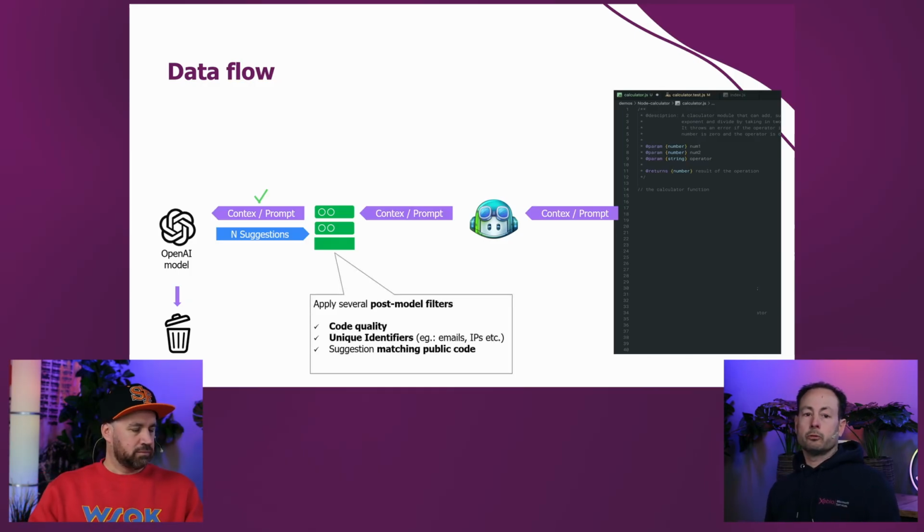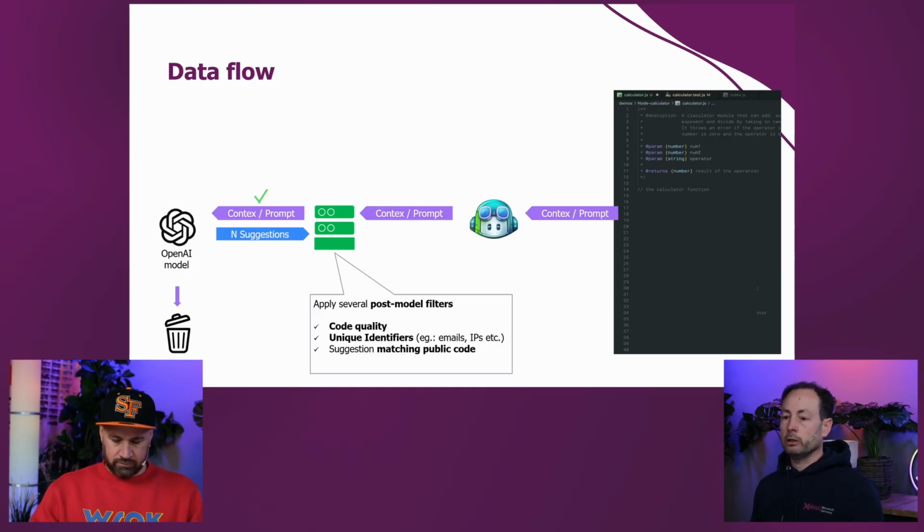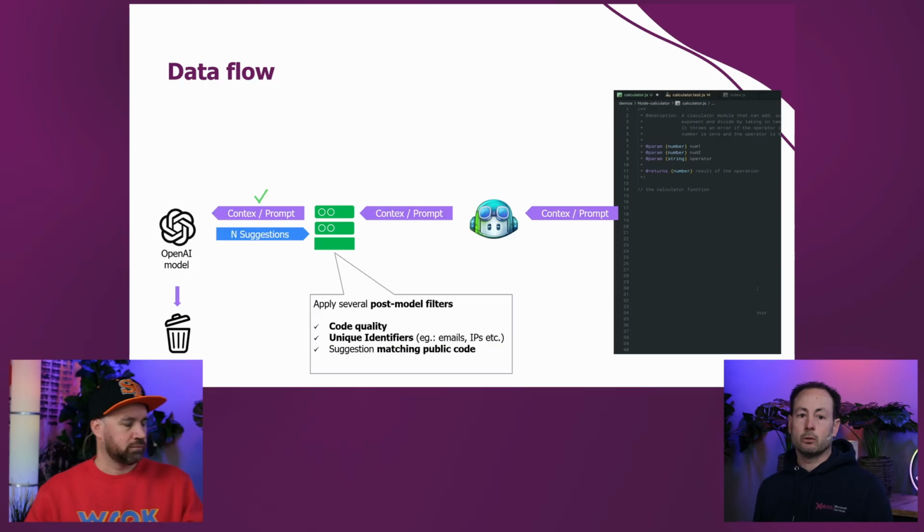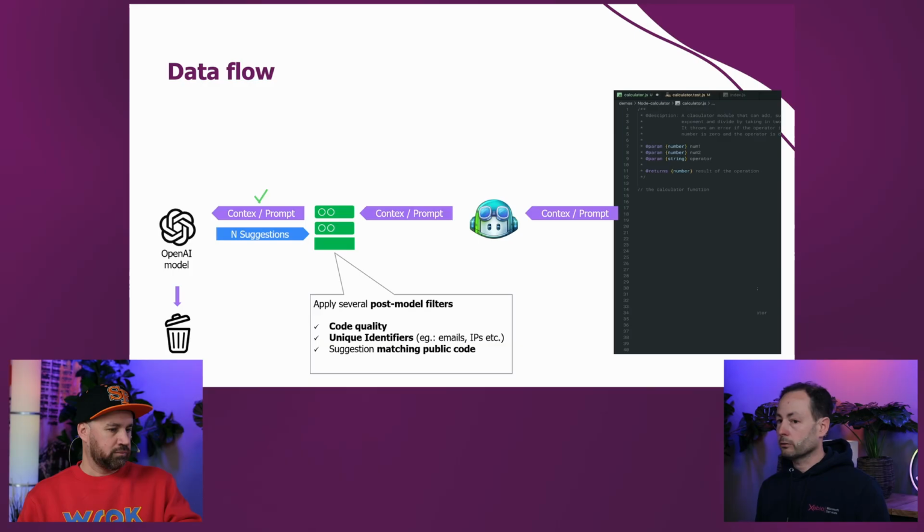And then the model comes back with suggestions, and they again go through the proxy. And in that proxy, they are verified for code quality. So are there any SQL injection vulnerabilities in, or maybe cross-site scripting risks? Then it will check for unique identifiers like addresses, email addresses, IP addresses, physical addresses. They get filtered out. Also because these LLMs are trained on public data, this can happen. And the last one is it will verify if there's a match with public code.